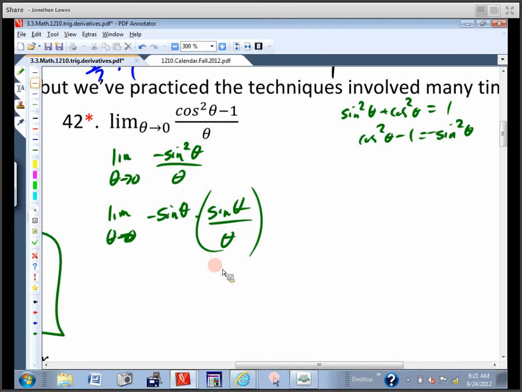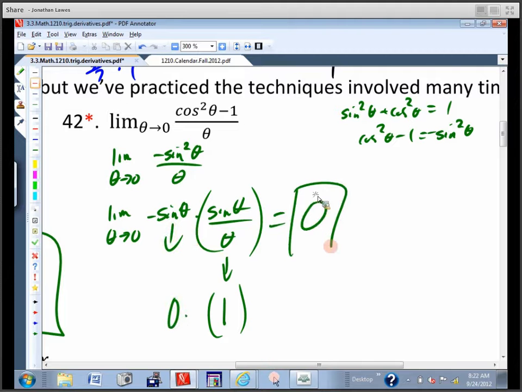I now have a familiar piece that I recognize. This is going to be 1. And what can you do with this guy right here? Yeah, you can plug it in. There's no domain issue there. There's no 0 in the denominator. So if I plug in a 0, sine of 0 is 0, so this is 0 times 1. Answer is 0. Okay? There's one technique for doing it.